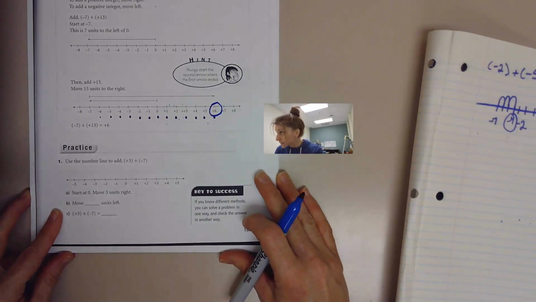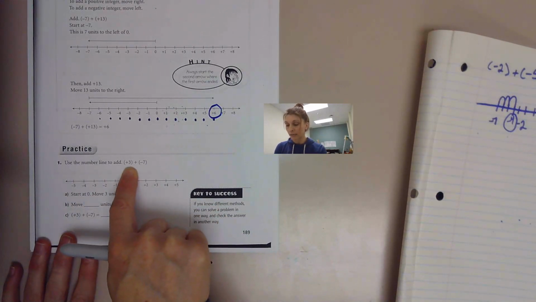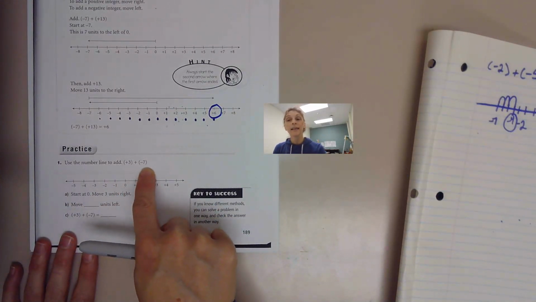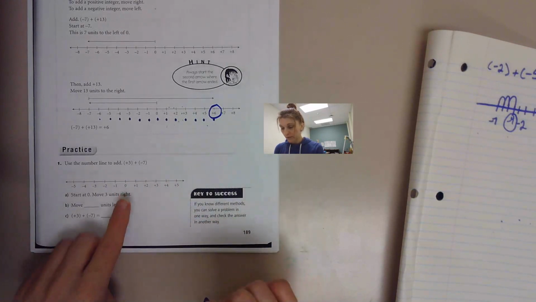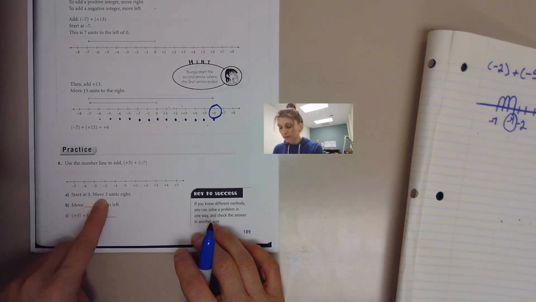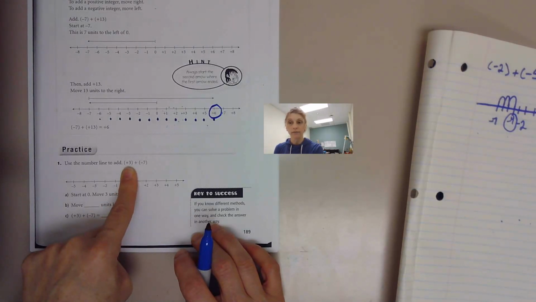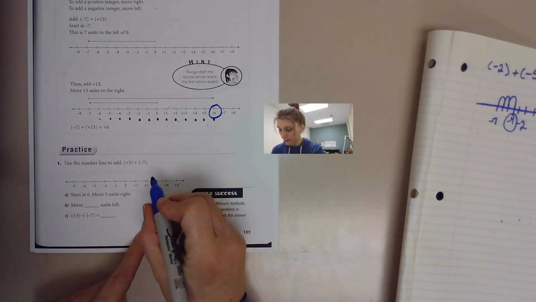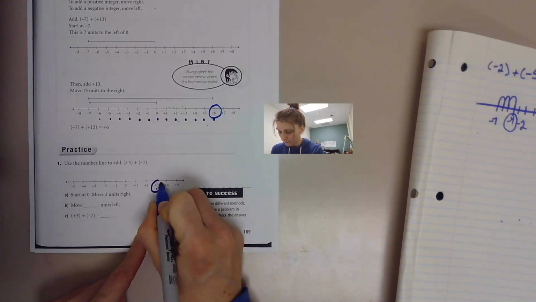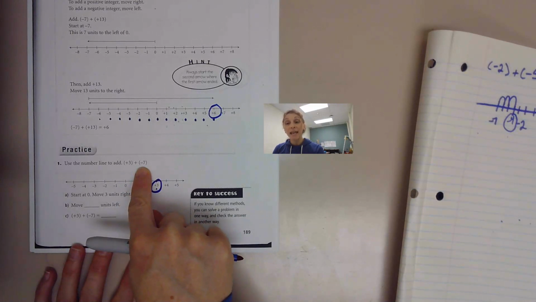So practice. Use the number line to add +3 plus -7. So here's our number line. It says A, start at 0. Move 3 units to the right. Find +3. Here it is, +3. Okay? Says we have to add -7.